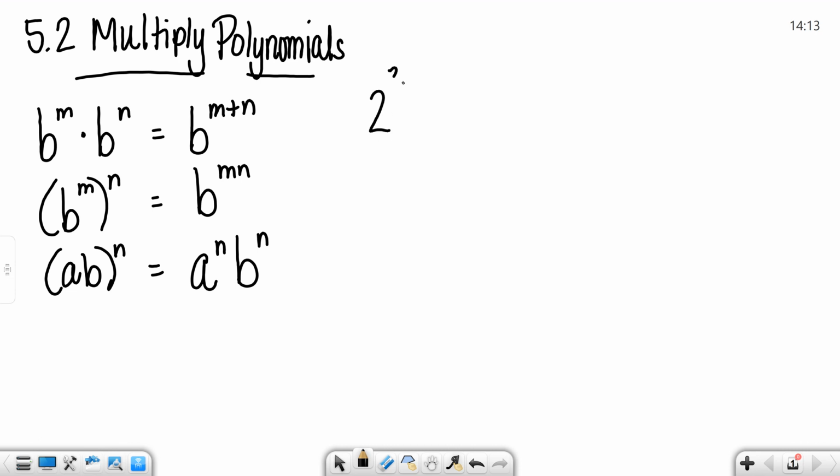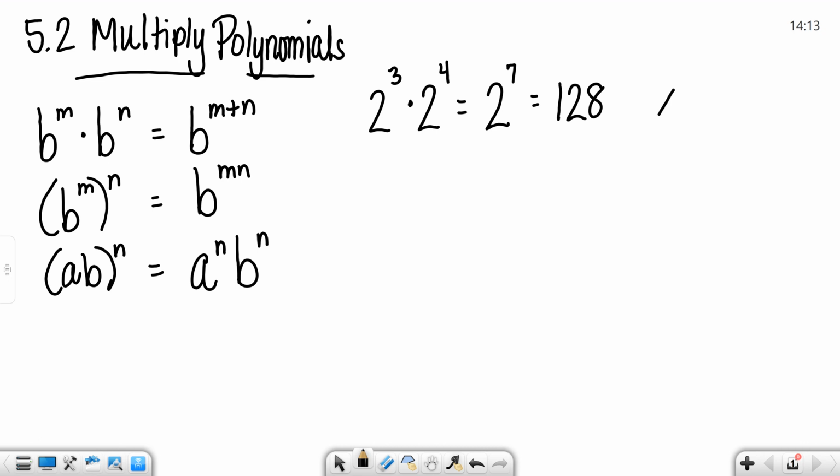If I had 2 cubed times 2 to the 4th, I would actually say 2 to the 7th. We could go ahead and work that out. Let's see, 2 to the 7th would be 32 times 4, which is 128, I believe. So there's one example if we had numbers as our bases.